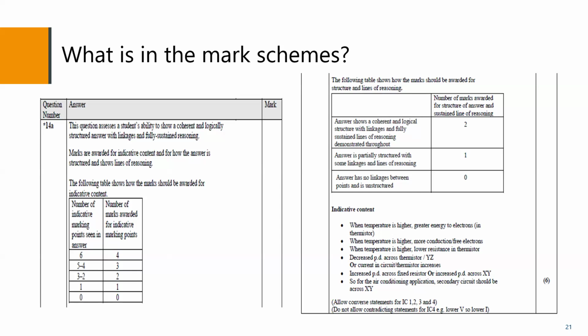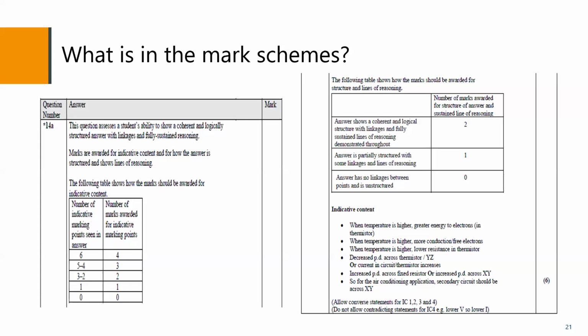But it is worth pointing out that this type of mark scheme awards marks for a number of indicative marking points. That's the table at the top of the page, so over on the left here, how many marks you get for a number of indicative marking points. So if you look at that table, if they got 6 indicative marking points, they can get 4 marks, and so on down the table, down to 0 at the bottom. There are also marks awarded, and you can see that in the second table over on the right-hand side of the page here, marks awarded for structure and lines of reasoning.